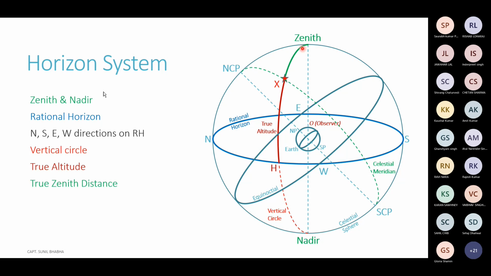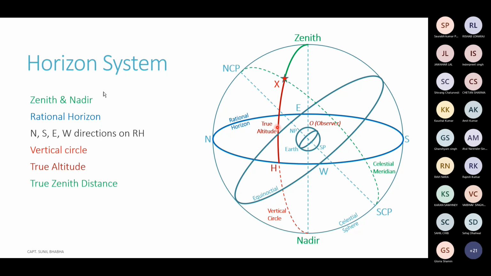Now we know that from the zenith, if you go up to the rational horizon along any vertical circle, from the zenith to the rational horizon, the distance is 90 degrees. In fact, that is in the definition of the rational horizon also. It's a great circle on the celestial sphere, every point on which is 90 degrees away from the zenith as well as the nadir of the observer. So from the zenith, Z point, to H, which is on the rational horizon, this total arc is 90 degrees.